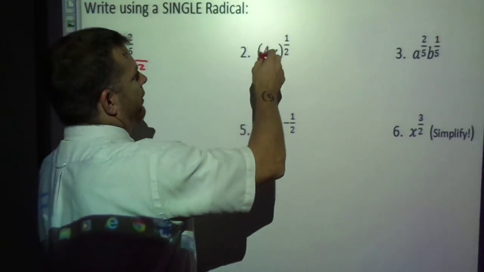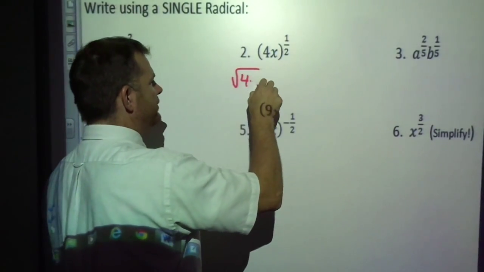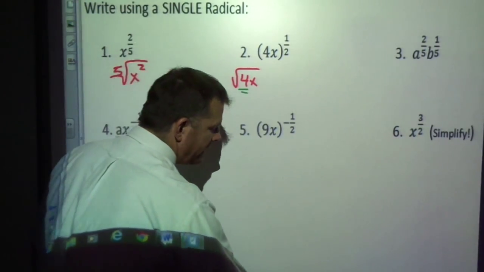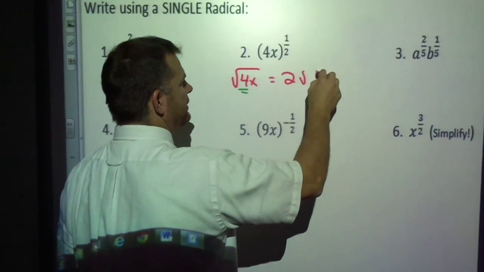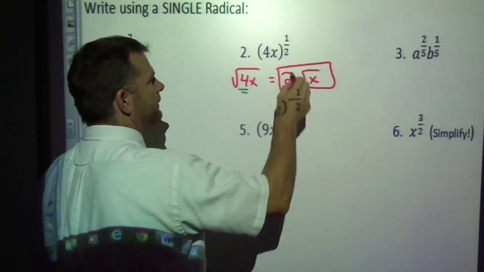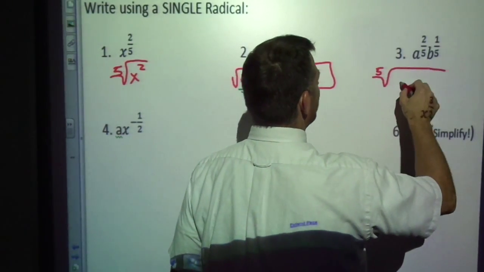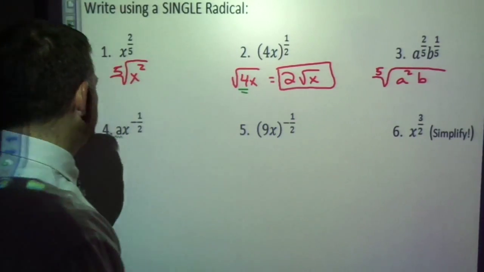This one, the whole thing is under the square root because the 1/2 power is the same as square root. But this one can be simplified because I know the square root of 4 is 2. So I'm going to make this a 2 and then still square root of x. Here, this is the 5th root of a squared b, and that's done.